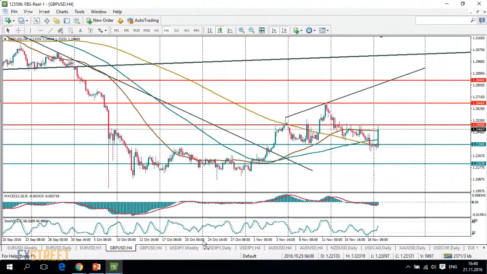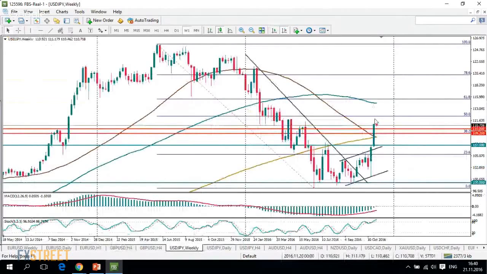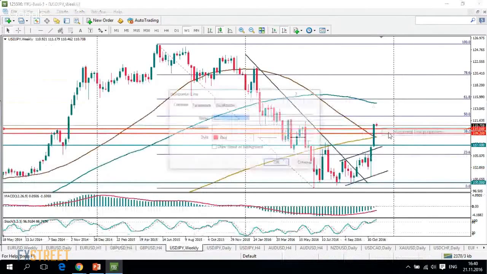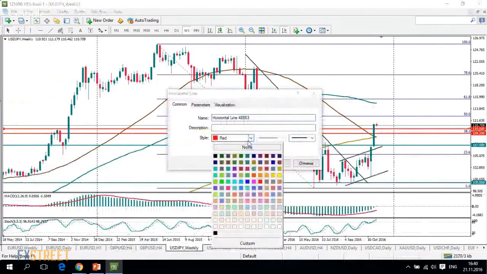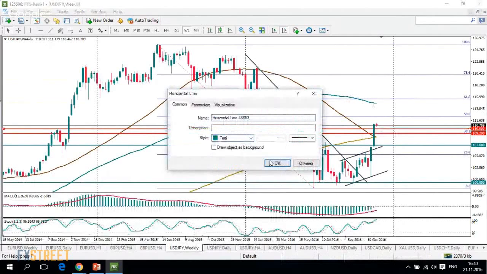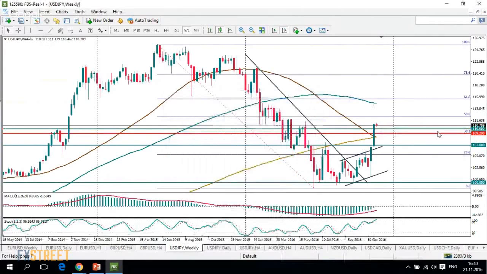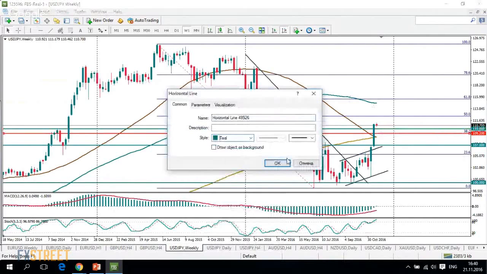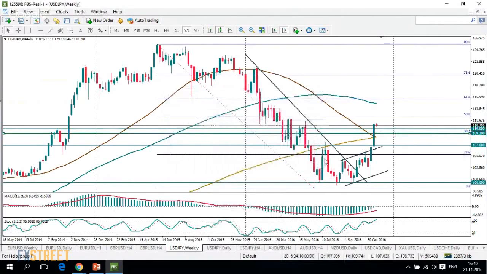If we look at dollar yen, this is another pair which has made a very prominent move, and the previous resistance levels have turned into support marks. I suggest we start to look at the weekly chart, as it is probably the most informative for this pair right now.